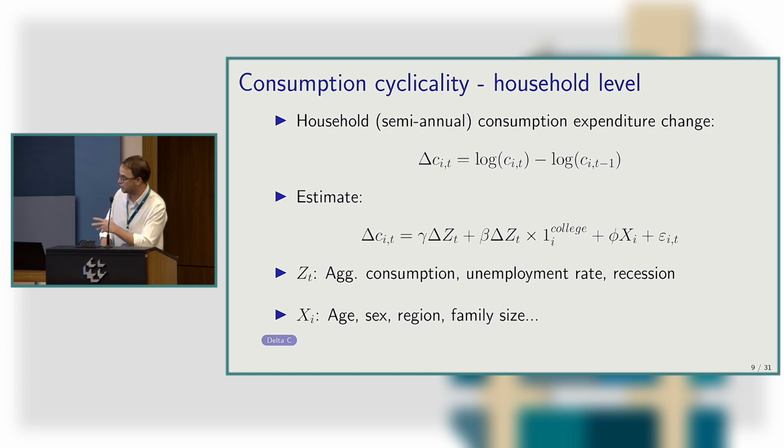a cycle, and I use different measures. So I use Z_t, right? I use aggregate consumption, unemployment rate, and an indicator of a recession to capture this cyclical component. I also control for some observables, and I interact this cyclical variable with a dummy for whether the individual has a college degree, so whether the individual is what I'm calling high skill. So to estimate this differential consumption cyclicality.